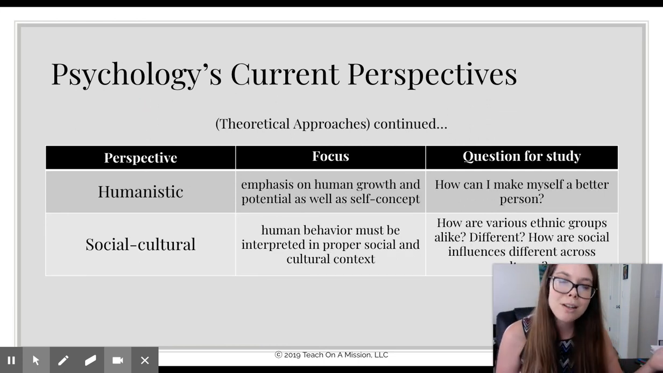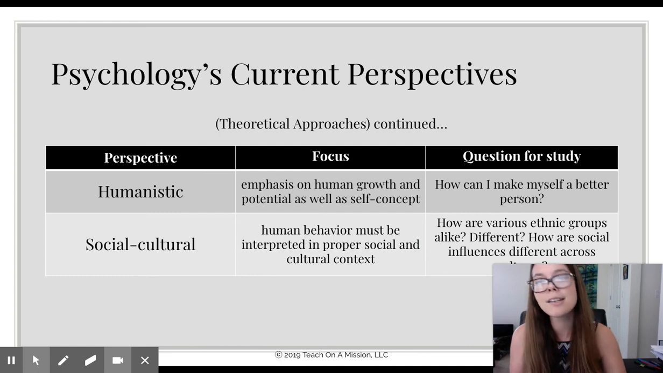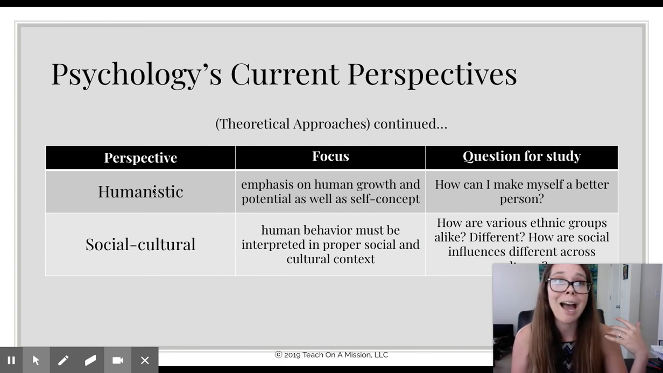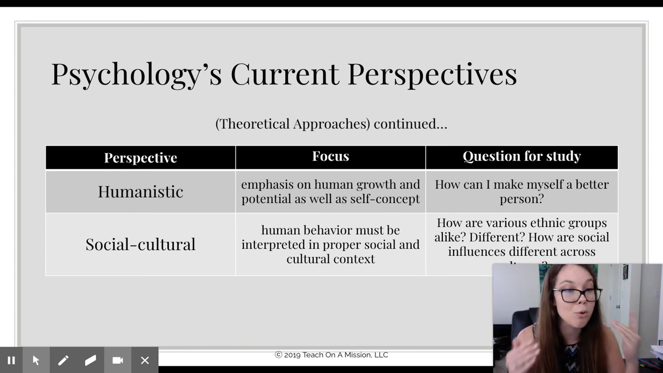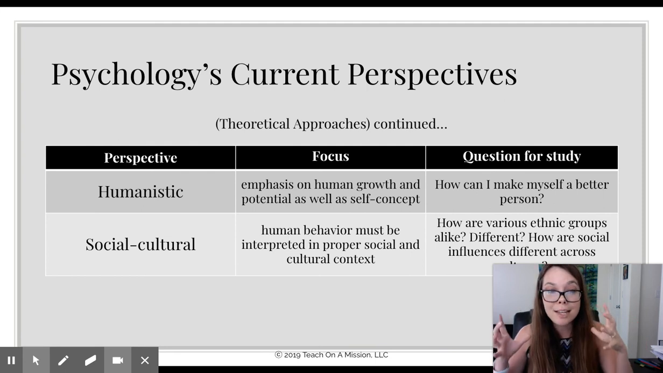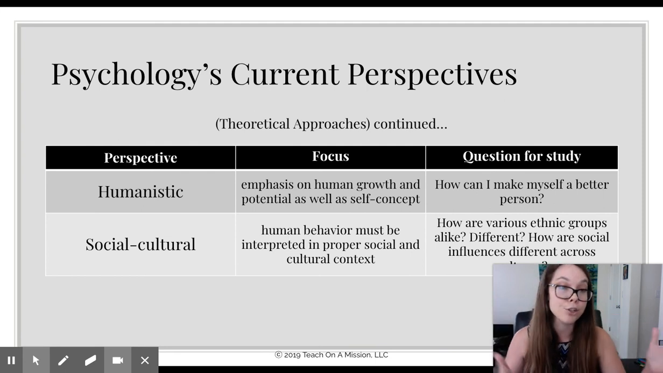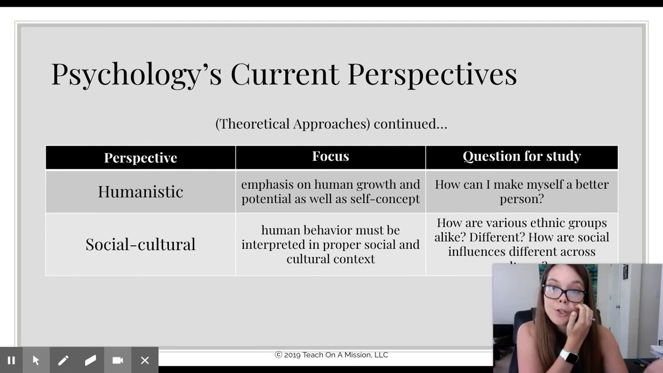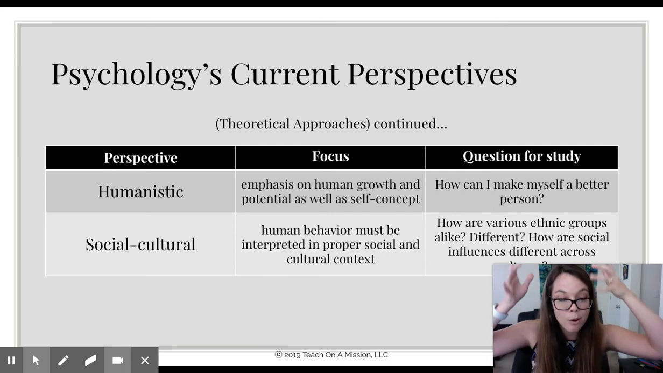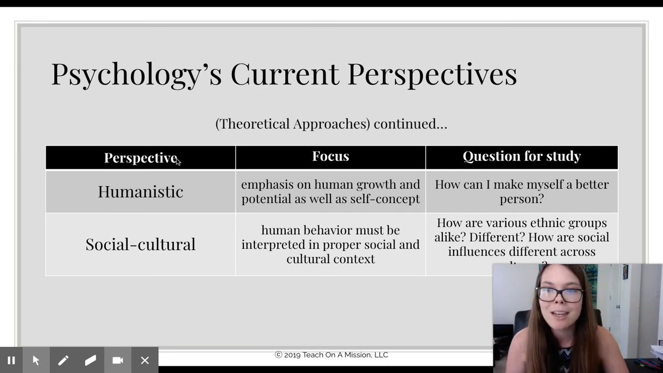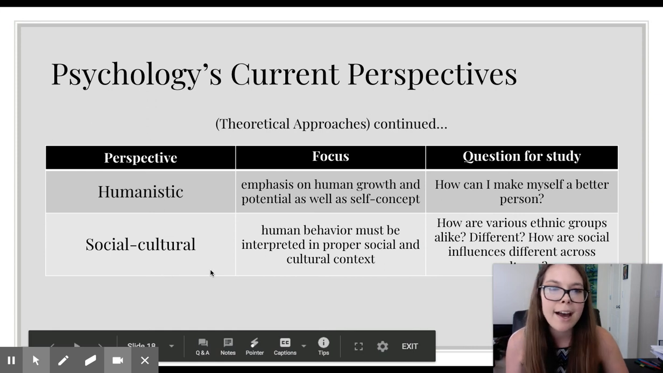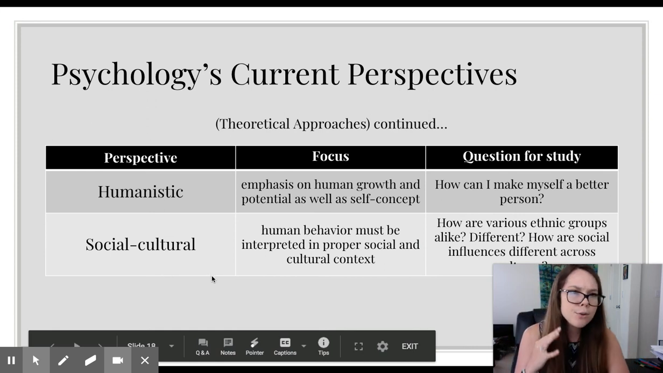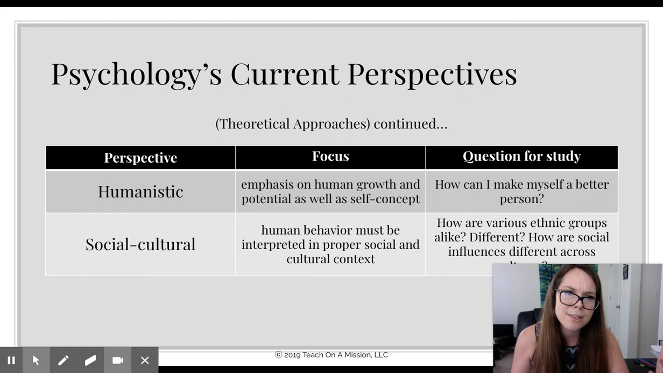And then here's our more contemporary ones, like we just talked about at the end. Humanistic. How can I make myself a better person? So again, do they have all the needs that they have in Maslow's hierarchy of needs, which we'll go more into? And remember, all of these lenses we're going to be diving into in each chapter. So in order to understand our chapters, we have to understand the lenses that we're putting ourselves in with each chapter. And then again, social cultural, how do our various ethnic groups affect us? How are our social influences affecting us?